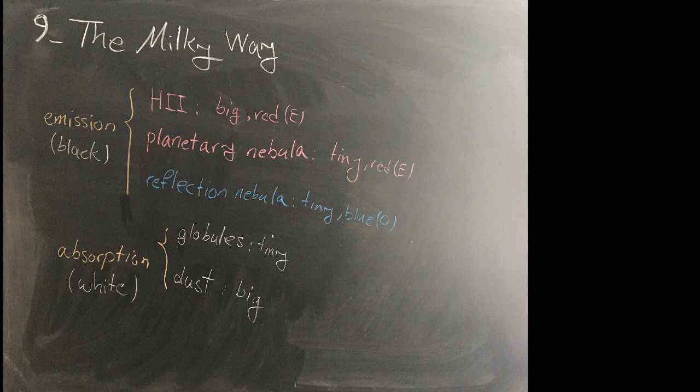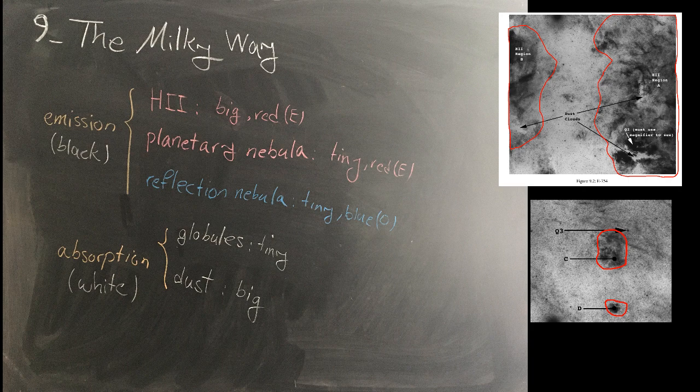For emission features, we have H2 clouds. These are very big and they are red. So for example, here, these red regions are H2 clouds. These are all in filter E. You can't see H2 regions in filter O because they are red, but they are usually big.